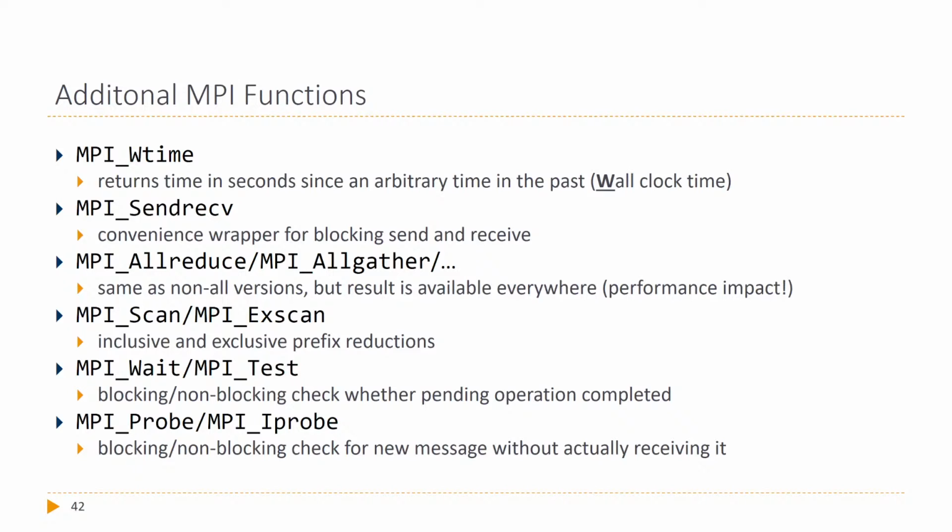Then you have MPI_Sendrecv. It's just a convenience wrapper for doing a blocking send and receive. Saves you from writing an if and doing that yourself. There's Allreduce, Allgather, and so on. So if you ever check the MPI function listing, you will find a lot of functions that are prefixed with All. They are just the same as the non-All versions, but the result will be available everywhere.